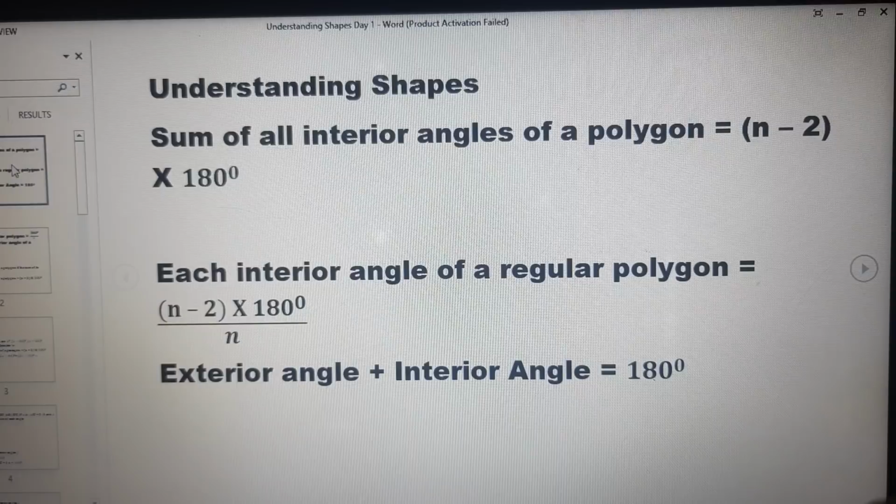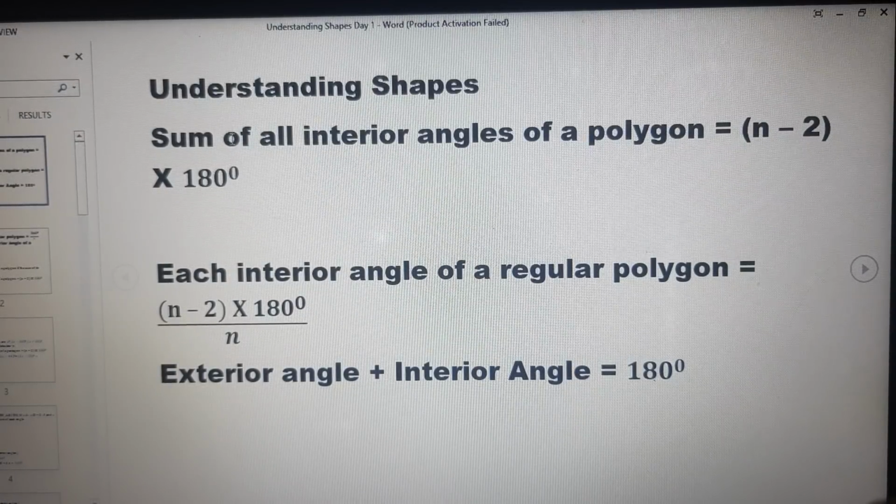Clear? One very basic important thing is, in each and every polygon, if you extend the baseline, then with each and every interior angle we have an adjacent exterior angle. Okay, so sum of interior angle and exterior angle is always 180 degree because they form a linear pair.